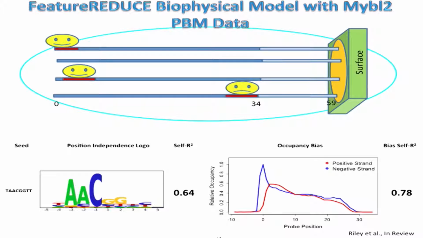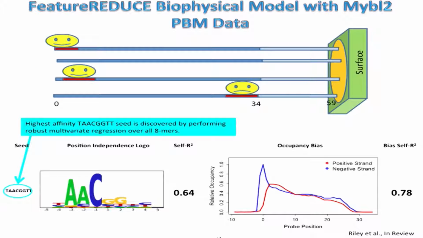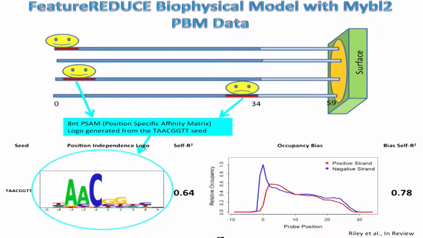So quickly, let me just go through pictorially how the feature-reduced method builds these affinity models. So first, we perform a robust multivariate regression over all 8-mers to get the highest affinity seed sequence. So here's the highest affinity seed sequence. And then from that, we also perform multivariate regression to look at all single point mutations away from that highest affinity seed, and we can construct this positional independence model, this PSAM.